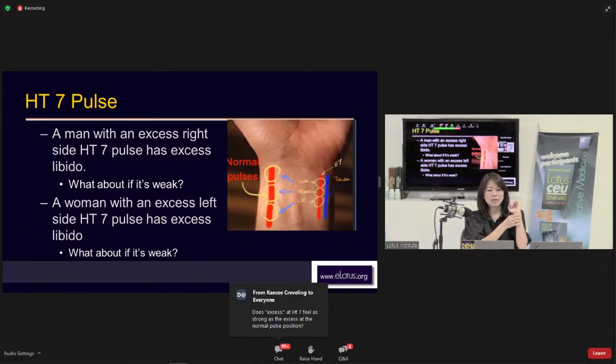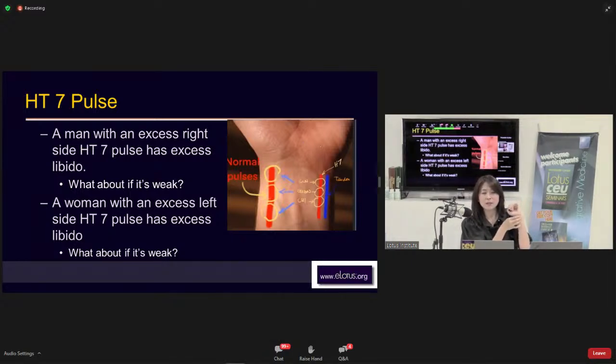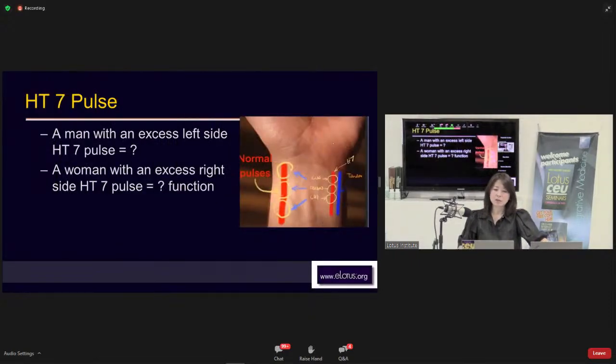Now, going over here to the left, you have the estrogen, right? So for women, if there is an excess pulse here, that means if you feel, oh, it's a strong pulse on the left side for women, then this patient has excess libido. There's just too much kidney yang for the girl. So if it's weak, that means there's kidney yang deficiency, right? Weak libido. All right, so that's pretty clear, self-explanatory. Now, if a man has an excess left side heart 7 pulse, what do you think that means? Can you type in the chat room what you think that means?